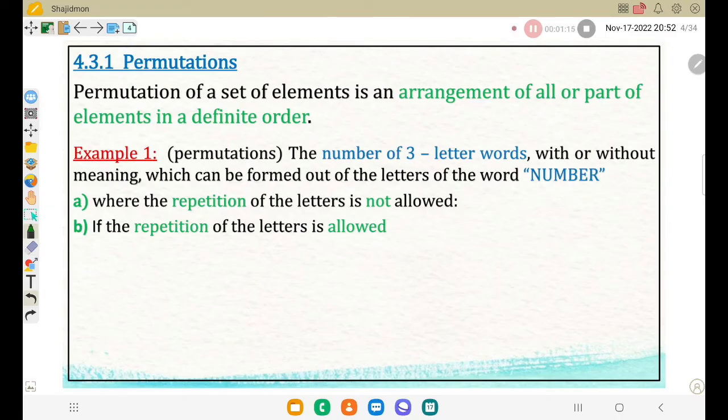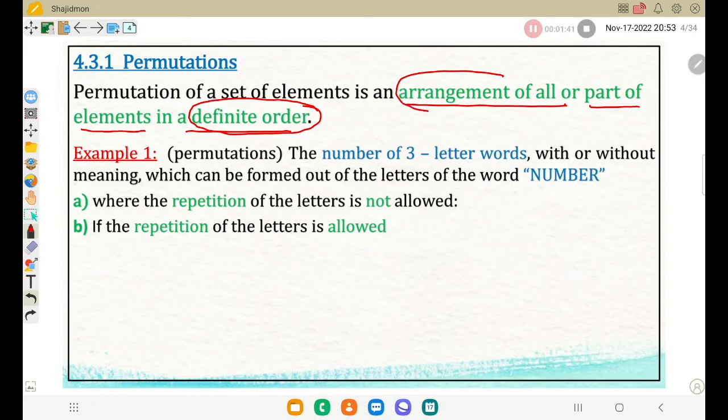From this section 4.3, what is the meaning of permutation? A permutation of a set of elements is just an arrangement. Permutation means nothing but the arrangement of all the objects or a part of the objects in a definite order. Order is very important here. It should be in a definite order, and it is an arrangement of objects. We arrange a part of the objects, or all the objects, in a definite order, correct? So this is what we are calling permutation. With a simple example you can understand that. After that I will come to the definition again.